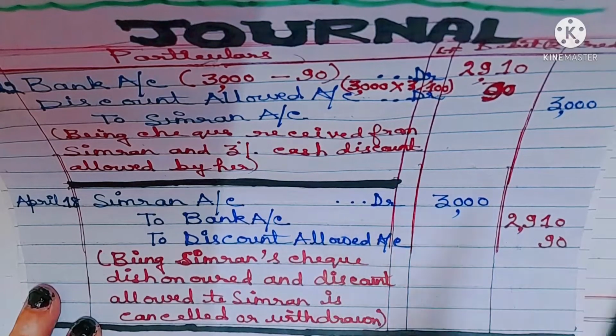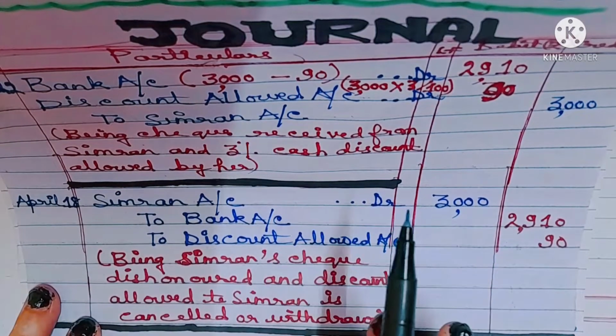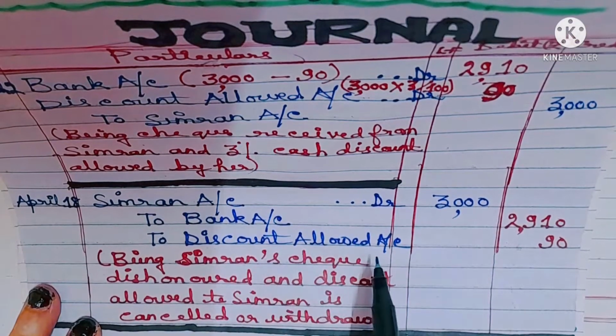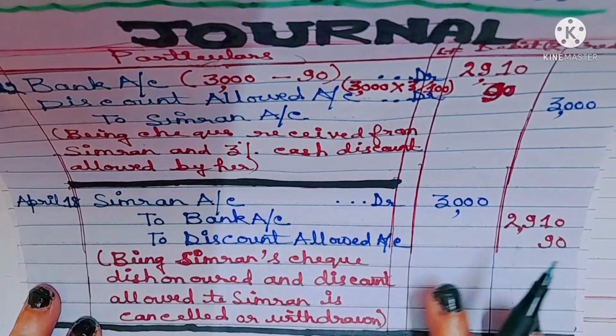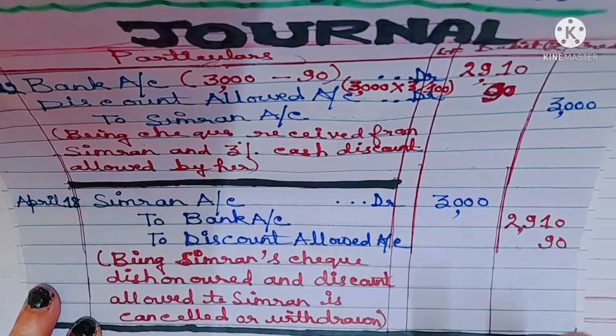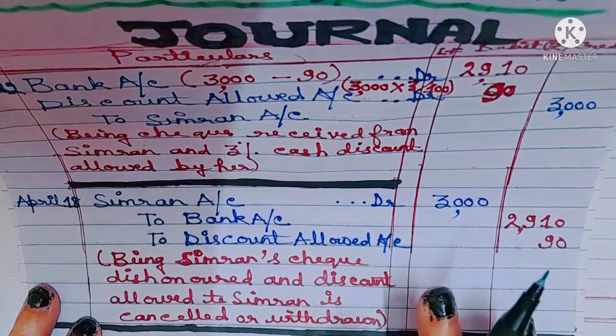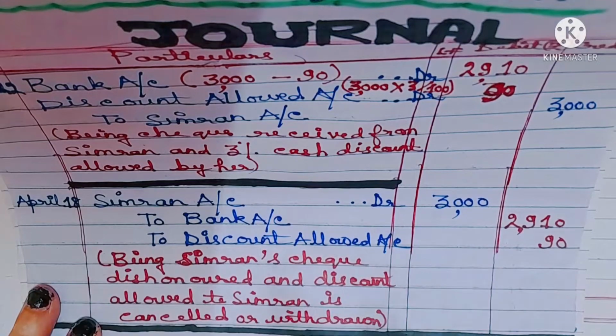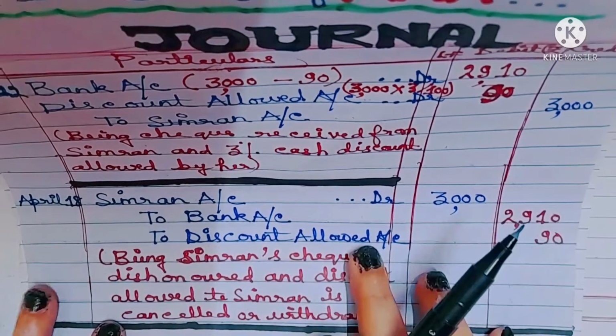Ma has allowed her 90 rupees as discount, but since she could not make the payment on the due date, the discount allowed by Ma will be cancelled or Ma will withdraw the discount allowed. She will not get the discount anymore. Okay, 3000 payment করতে হবে. ও ডিসকাউন্ট আর পাবে না. Understood? So discount allowed cancel করতে গেলে কি করতে হয়?